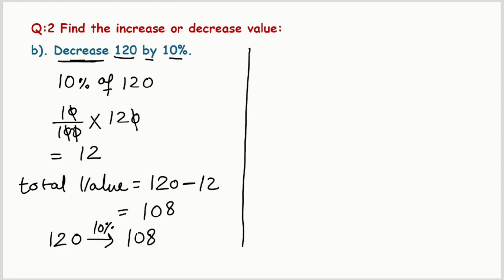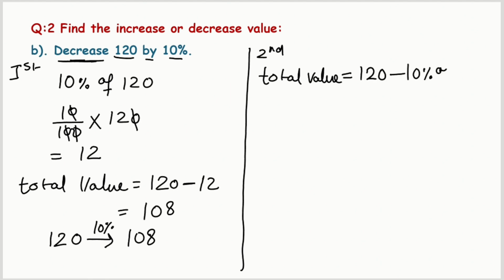Now this is the first method. We will do the second method. We can also calculate the same problem with this method. So total value is equal to 120 minus 10% of 120. Because we have decreased, so here I will take subtraction.